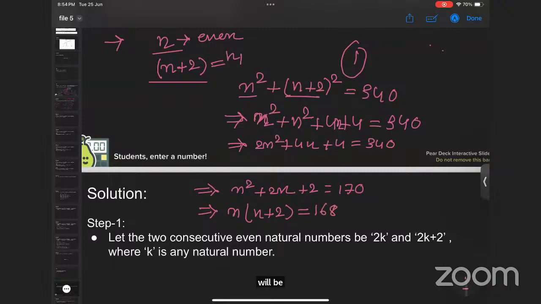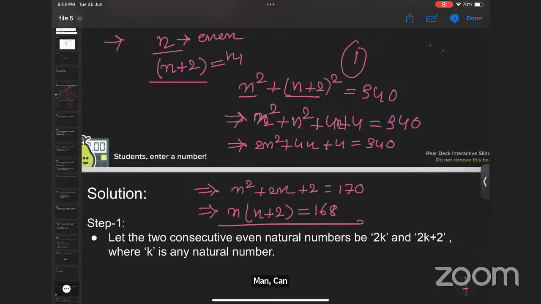Ma'am, I will also solve it with Newton's formula. This is correct, right? We're just taking 2 common and dividing. Ma'am, can you explain once again?